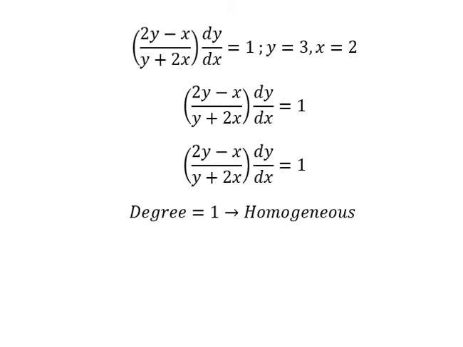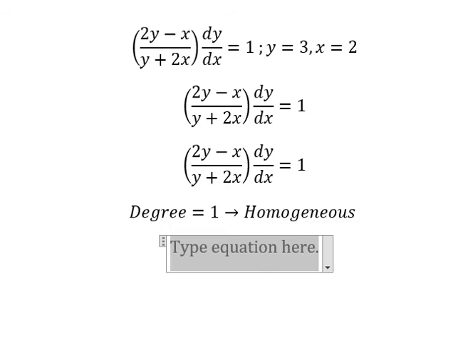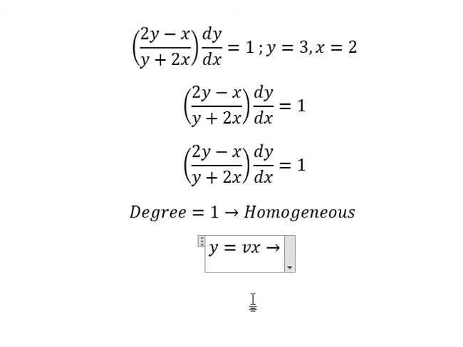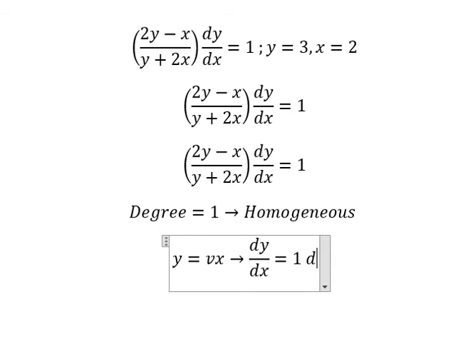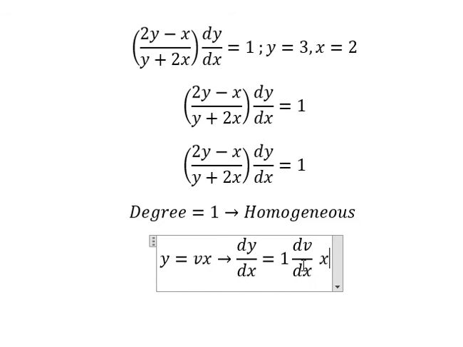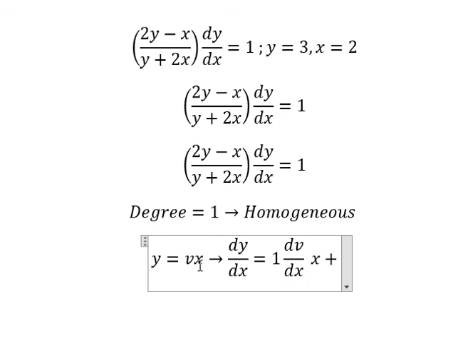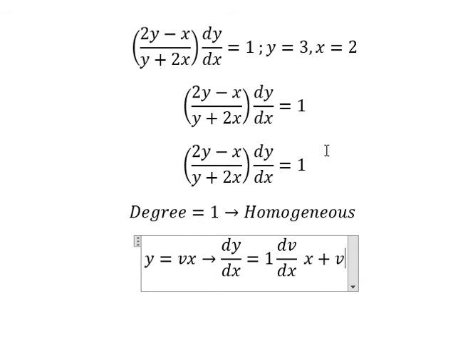So I will put y equals vx. Later we take the derivative of both sides, and we have it like this. First the derivative of v, we have number 1, so we have 1 dv over dx multiplied by x. Then the derivative of x, we have number 1, so we have v.